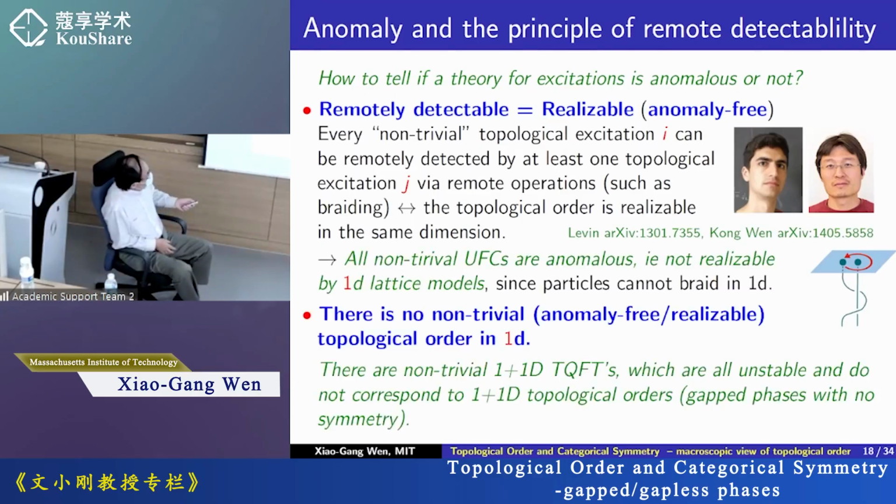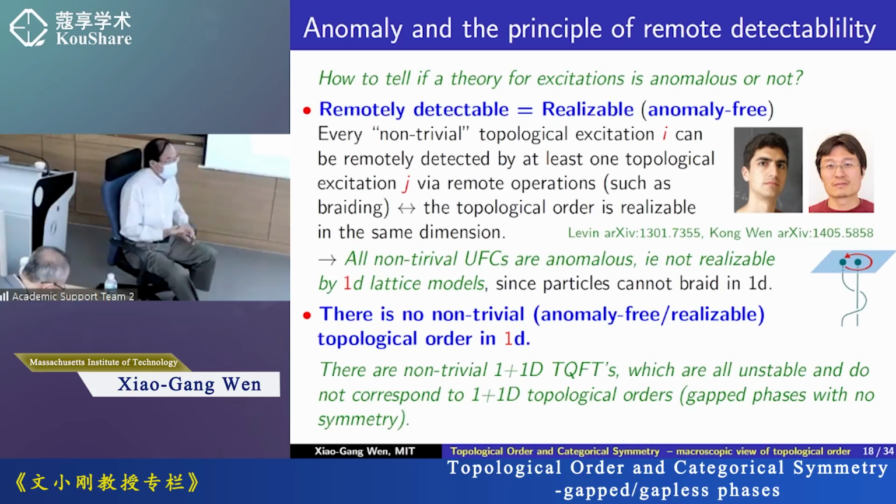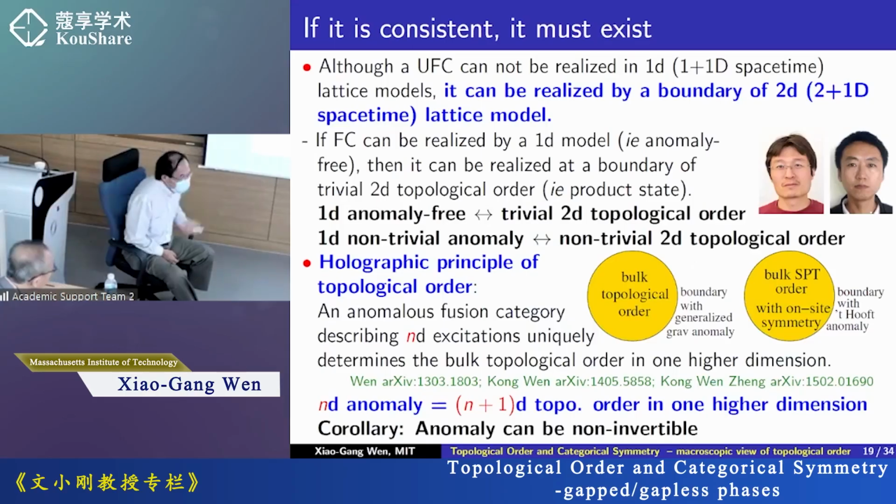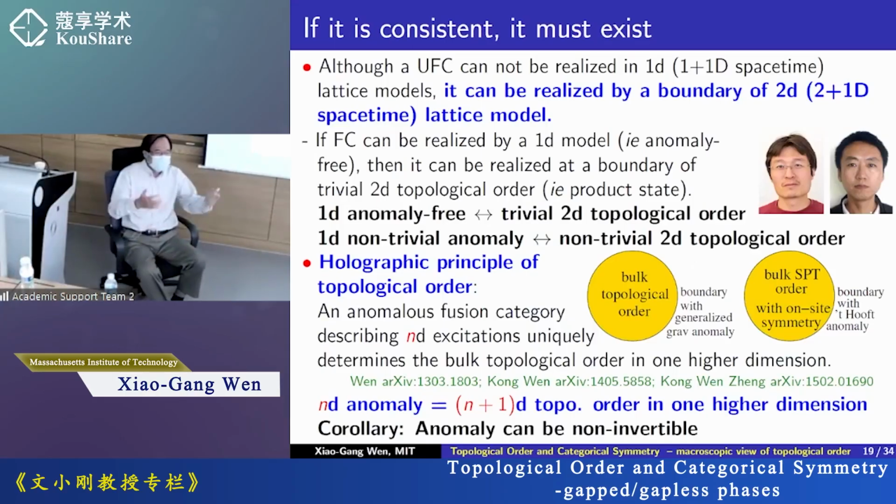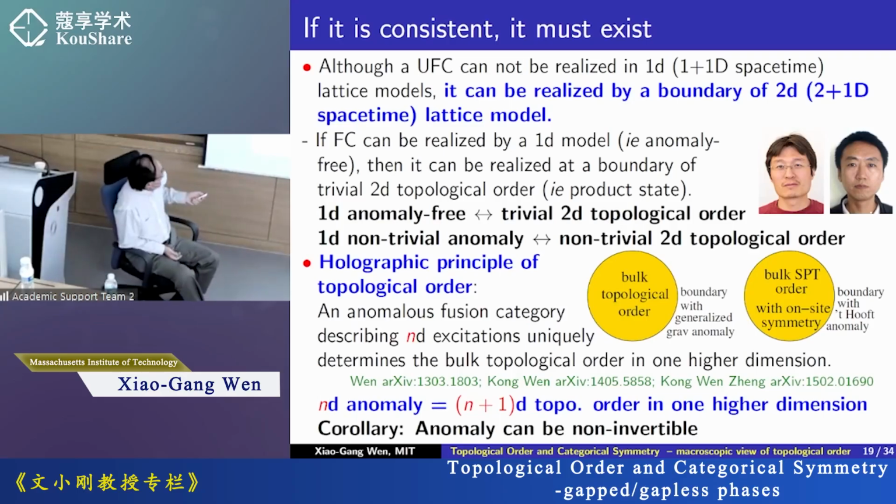So this is a more physical reason to say why one-dimensional fusion category is anomalous. It's not realizable. It does not exist. While when we talk about it, it is consistent. It must exist. So I always say it does not exist, but it must exist. But in some way, exactly what you mentioned, it is realized at a boundary.